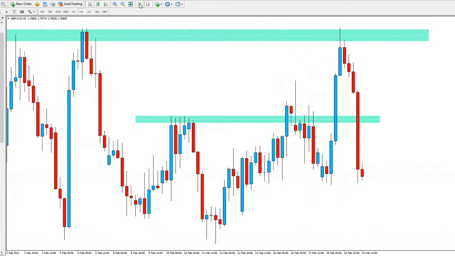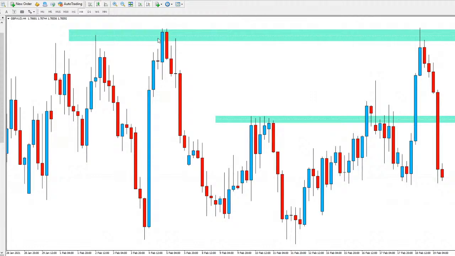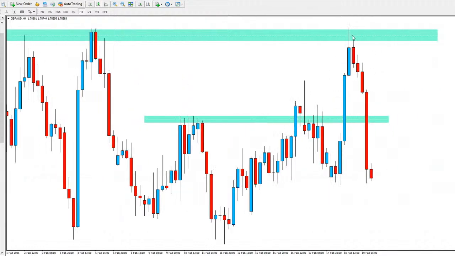As you can see, a really strong level of rejection for GBPAUD. Tested it there, fell to the downside, tested it there, fell to the downside, again tested it there, fell to the downside. So very strong area in the market.